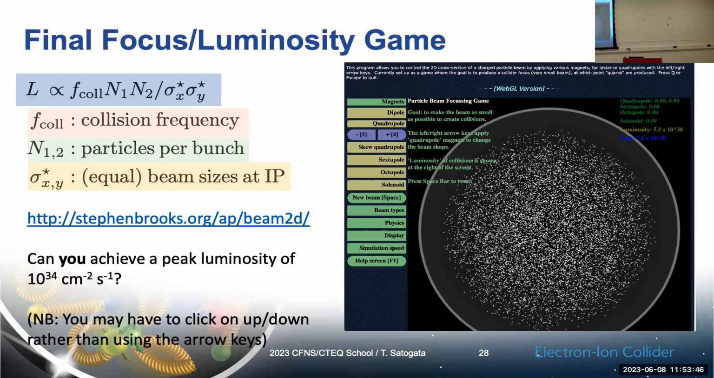So pull down the slides, play with this game tonight, see if you can get 10 to the 34th. And if you can, send me a screenshot so I can put it on the trophy rack or something like that. You may have to click on these. It says you can click on the arrow keys. For some reason that didn't work in my browser, maybe it'll work in yours. But if you just click on the little buttons here, it'll work.